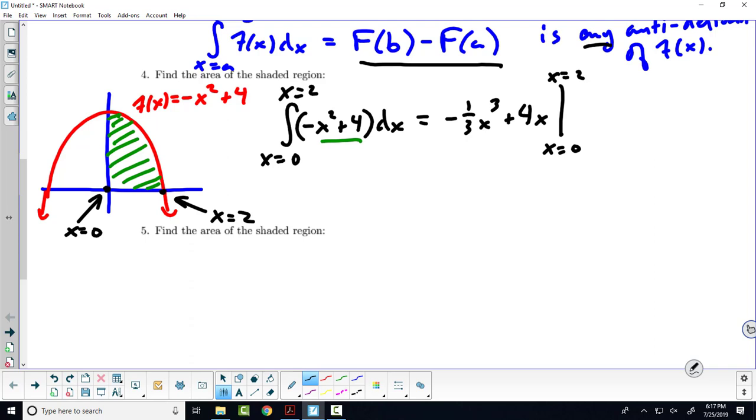Okay? So how do we actually use this? This is just a reminder step that's going to say now, take the upper limit of integration, plug it into the antiderivative, minus the lower limit of integration.